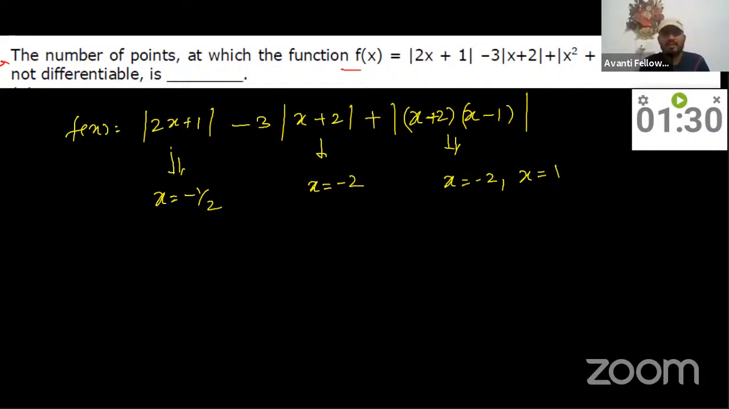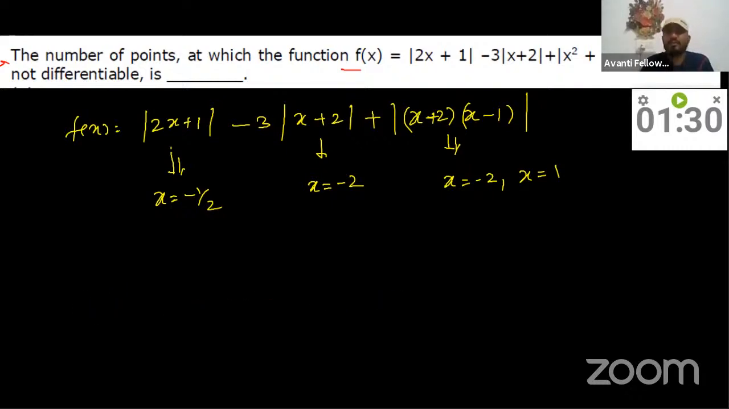A modulus function opens around the values of x at which the inside quantity becomes 0. Yes or no? On its left hand side, what happens? It is negative. On its right hand side, what happens? It is positive. Yes or no? So now I'll write all these values.